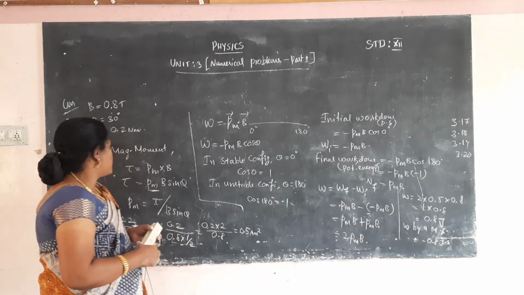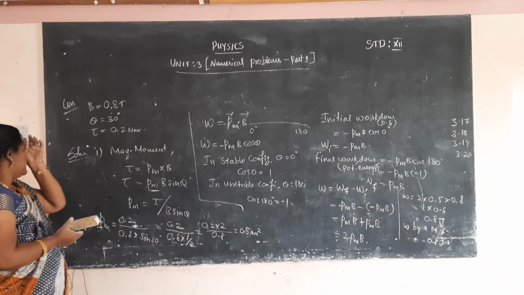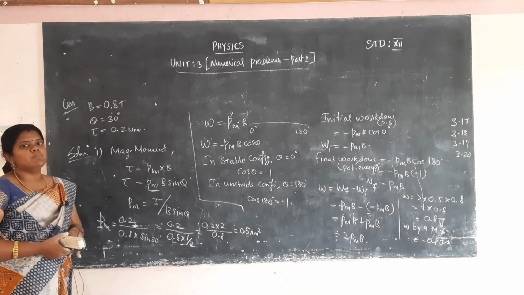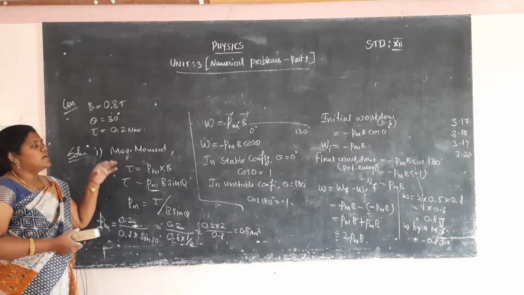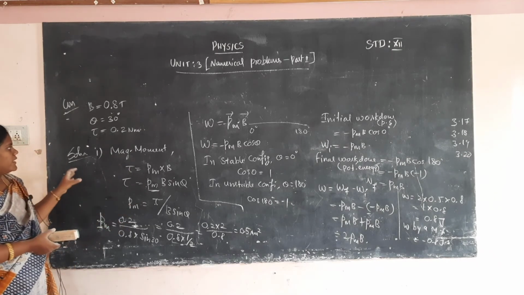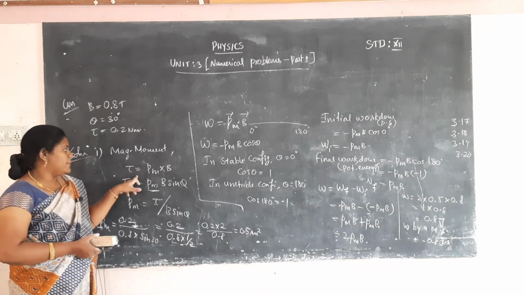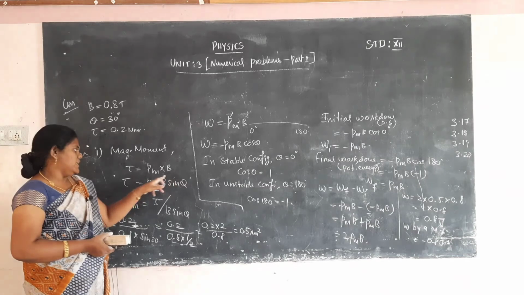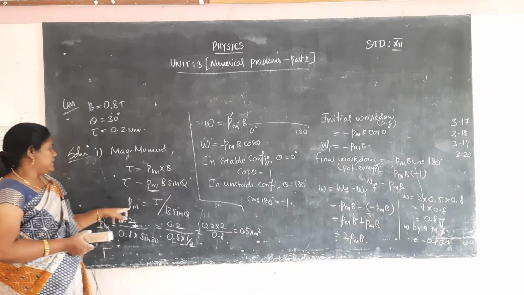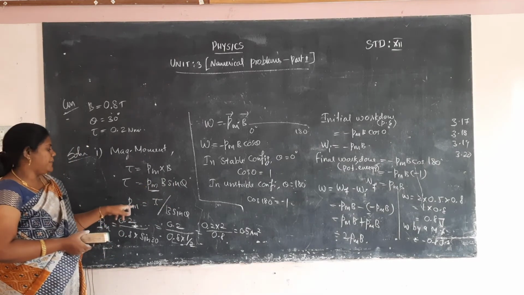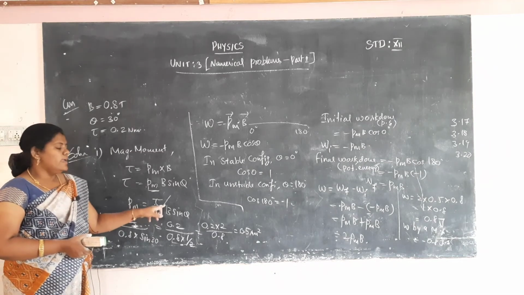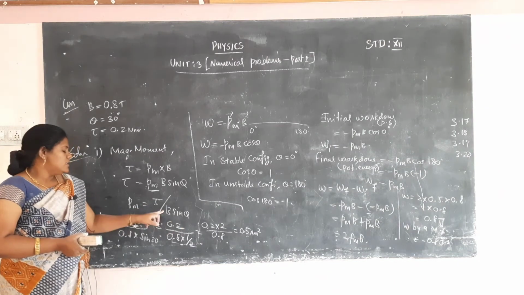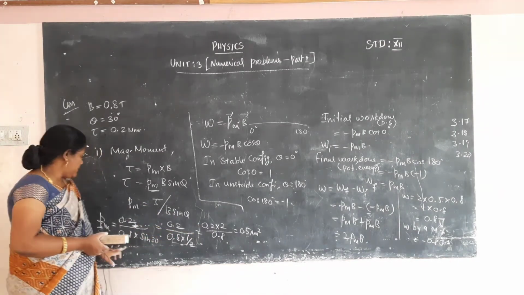In this problem, we want to calculate the magnetic moment, and the work done from the most stable configuration to the unstable configuration. First, we calculate the magnetic moment. Torque tau is equal to Pm cross B, so Pm B sin theta. Then the magnetic moment Pm is equal to tau by B sin theta. Substitute the tau, B and theta values.